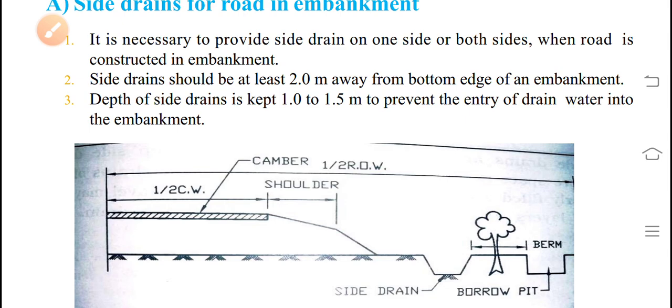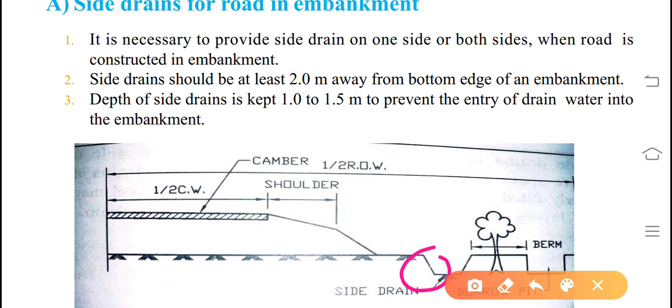So shoulder, this is side drain here. This is the road, this is the shoulder, this is berm, this is camber, this is berm, this is side drain, this is road or pavement or carriageway, this is camber provided, and this is the shoulder. So water will come here and then it will lead to side drain. This side drain should be kept 1 to 1.5 meter to prevent the entry of drain water into the embankment.